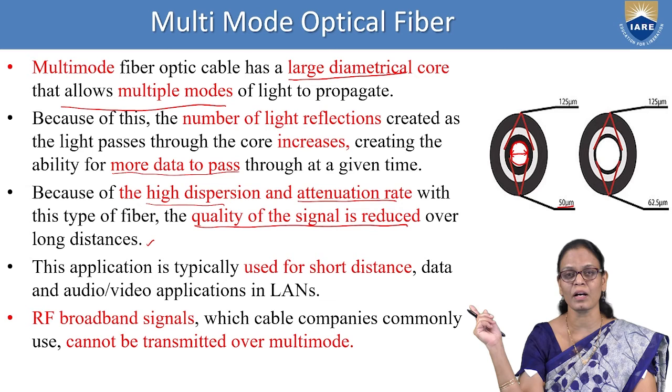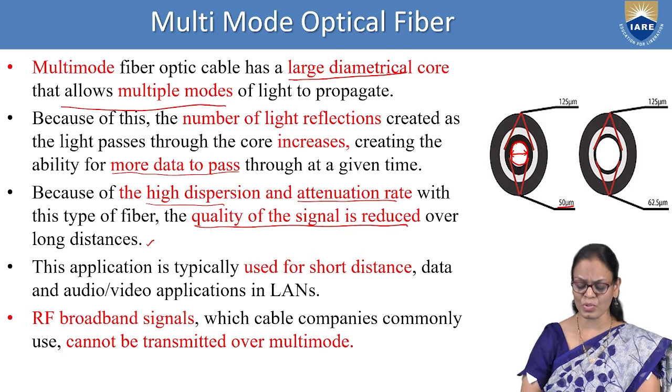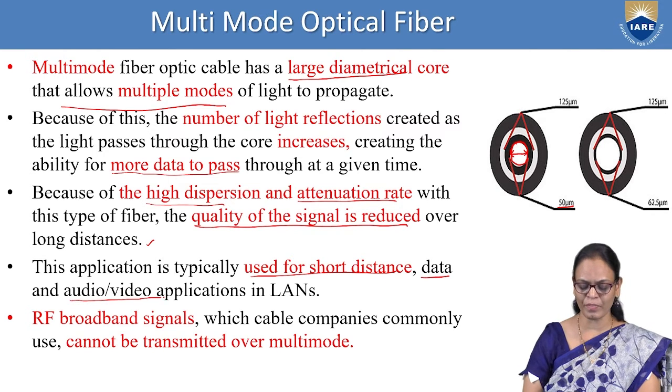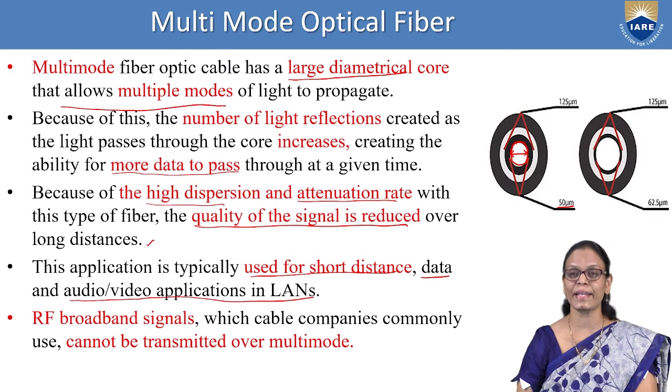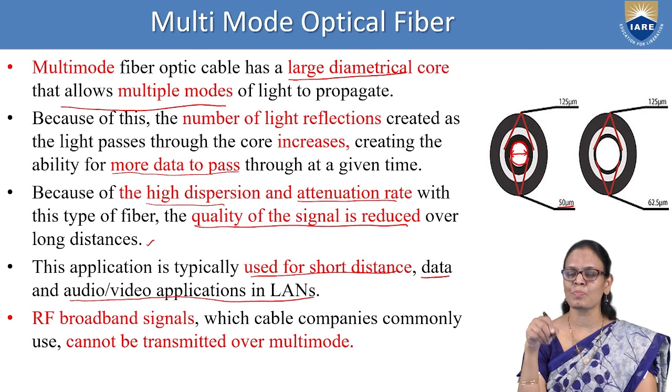When the signal has to travel a very long distance, and while traveling it undergoes multiple reflections, at each reflection there is a loss of signal or attenuation, and because of that the quality of the signal is reduced. So this is typically used for short distances, like data transfer, audio and video applications in LAN, local area networks. Wherever we use it for short distance within a specified area, we use multimode fiber.